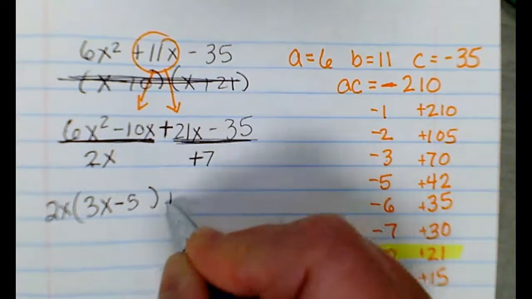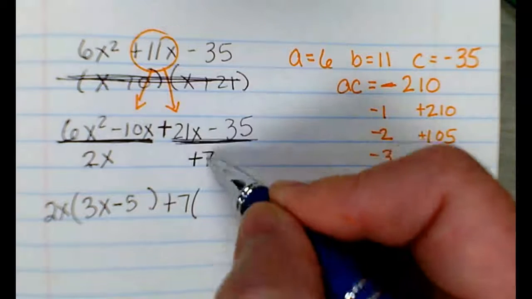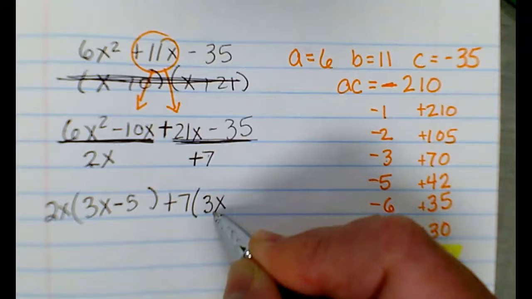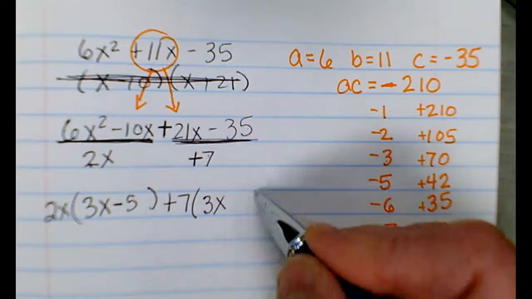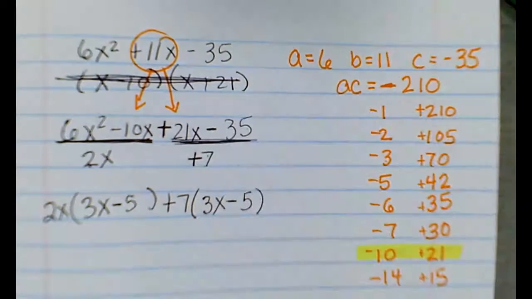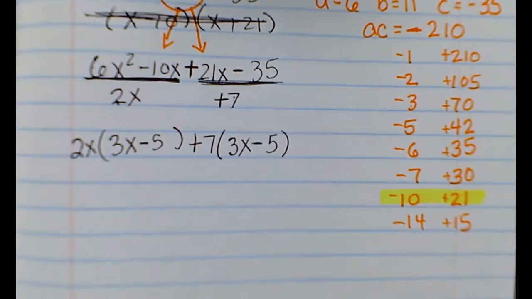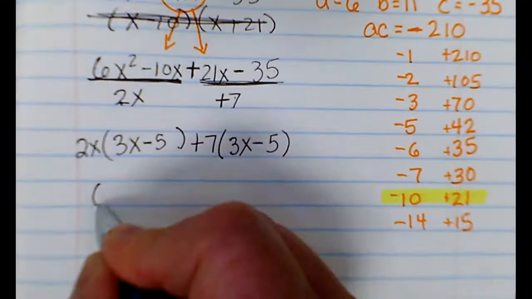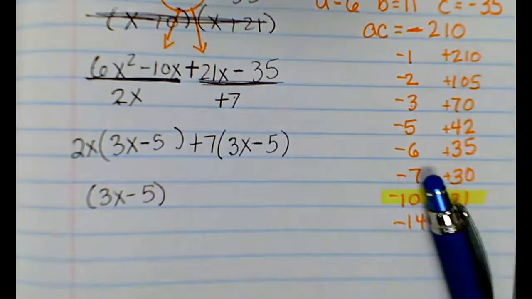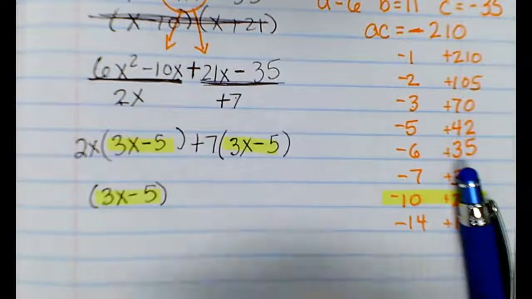This term factors out a positive 7. 21 divided by 7 is 3, and it has an x. 35 divided by 7 is 5, and it's negative because of that sign right there. If you have used the GCF and you haven't made a sign mistake, at this point, you should have a term that matches exactly, that gets factored out in front.